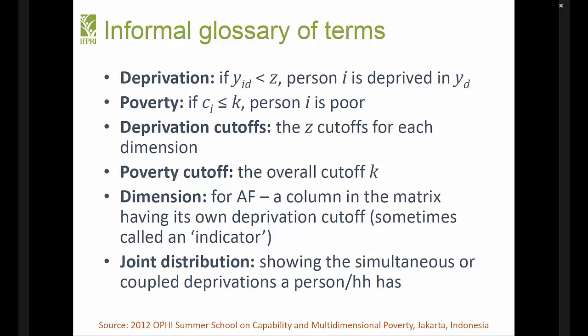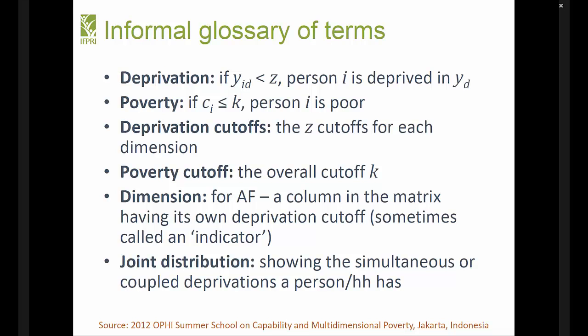Right? The overall. Yeah, so in the Alkire-Foster methodology, what we're calling a dimension is a column in the matrix that has its own deprivation cutoff. So often, in practice, this is what we call an indicator. So if you have 10 indicators, then that's what we mean by a dimension. It's a column in your matrix. And the joint distribution is that entire matrix that shows the simultaneous or coupled deprivations a person or household has.